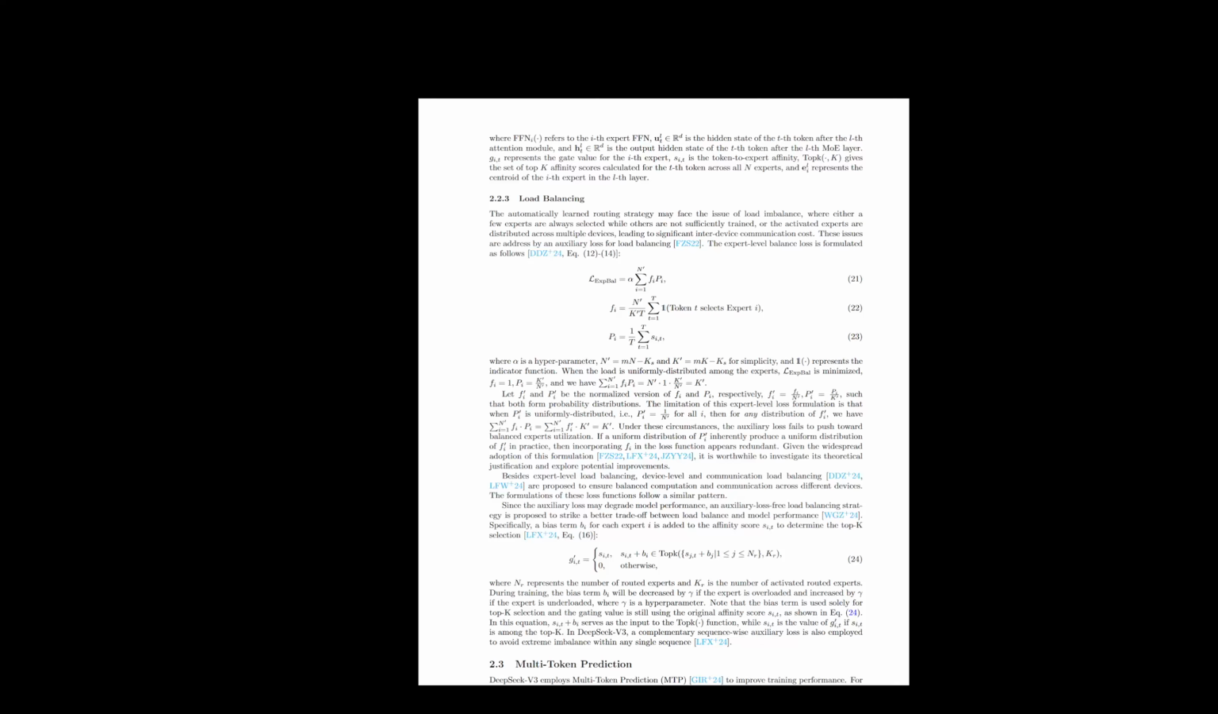Note that the bias term is used solely for top-K selection, and the gating value still uses the original affinity score s_i,t, as shown in the equation. In this equation, s_i,t plus b_i serves as the input to the top-K function, while s_i,t is the value of g_i,t if s_i,t is among the top K. In DeepSeek V3, a complementary sequence-wise auxiliary loss is also employed to avoid extreme imbalance within any single sequence.